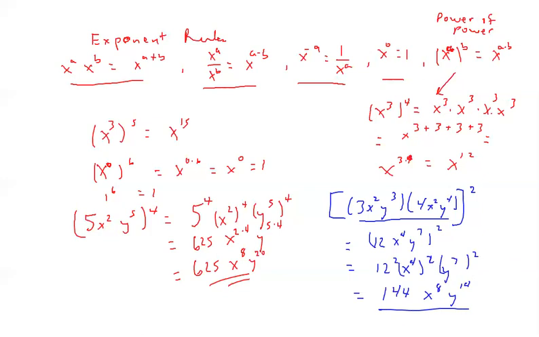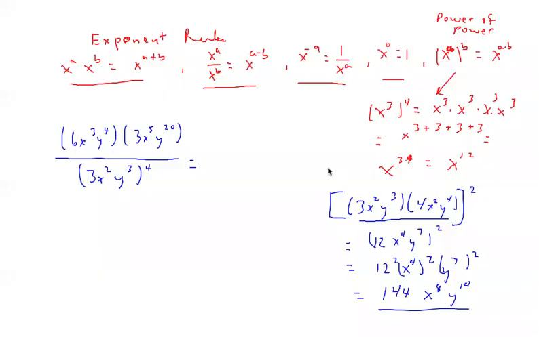Let's try another one. Okay, now let's try this problem right here. And again, I'm probably going to have to assume there's a hidden parentheses right here. Do this multiplication rule first, then do this power rule, and then we're going to have a division rule going up and down. Go ahead and try that.